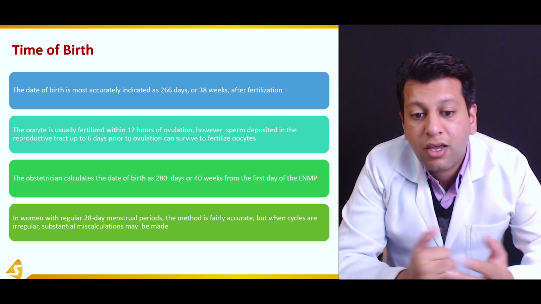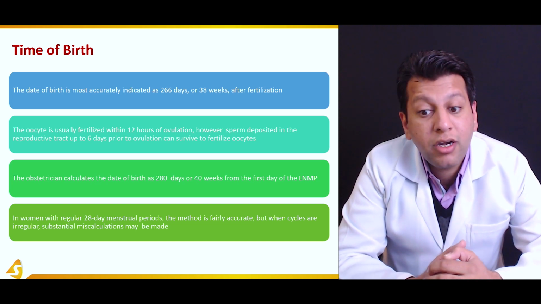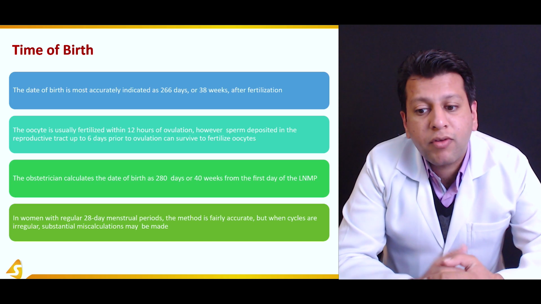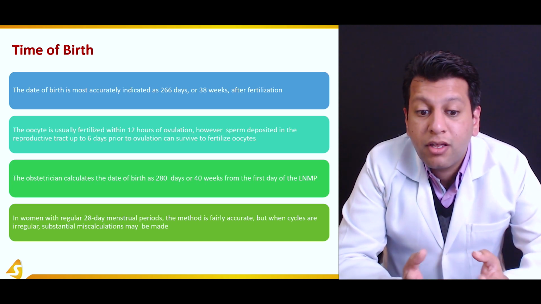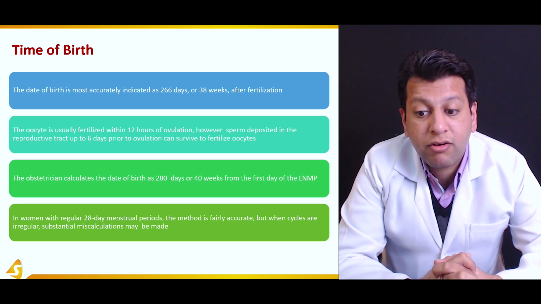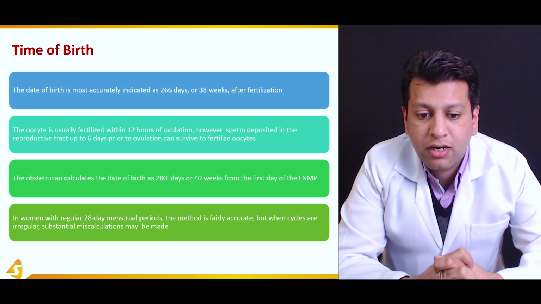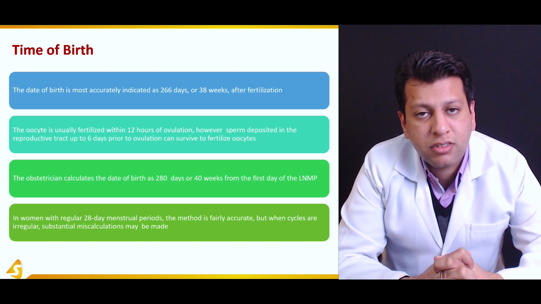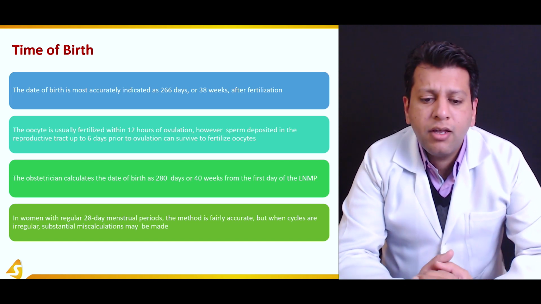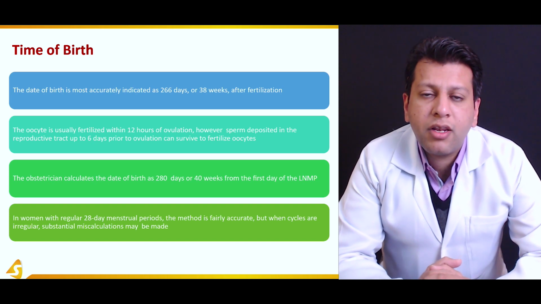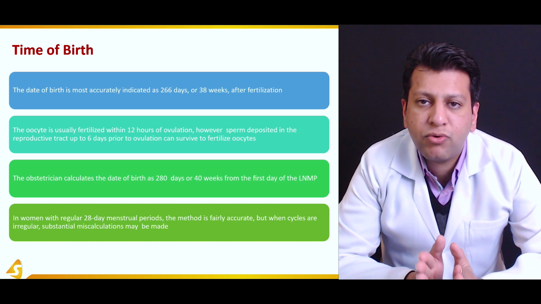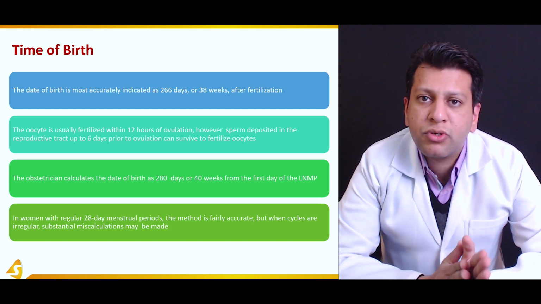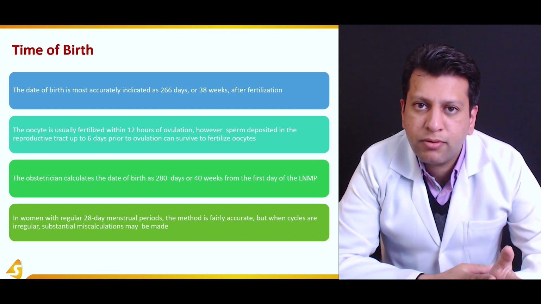So what results is they calculate the date of birth as 280 days or 40 weeks from the first day of the last normal menstrual period. In women with a regular 28-day menstrual cycle, the method is fairly accurate. But when cycles are irregular, substantial miscalculations can be made. The problem is that in a normal 28-day cycle, the last normal menstrual period would be 14 days prior to ovulation.